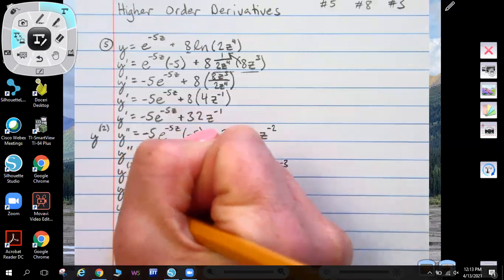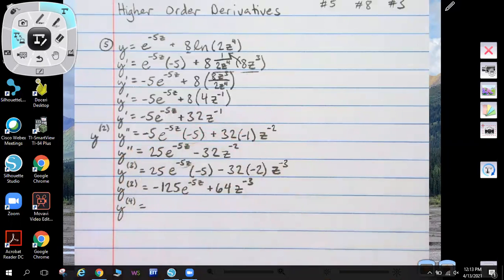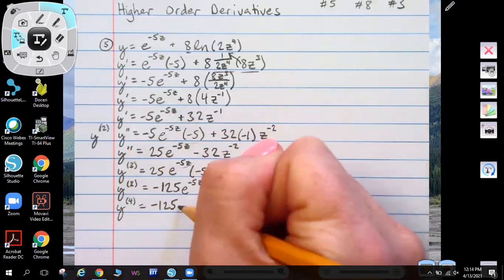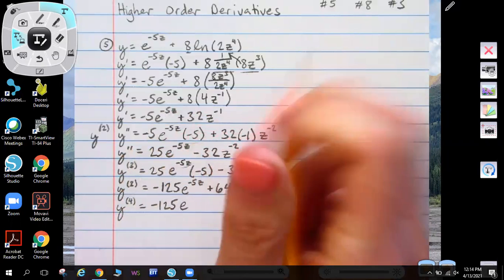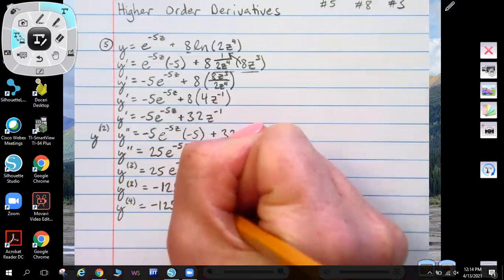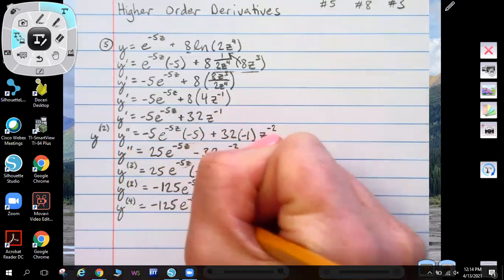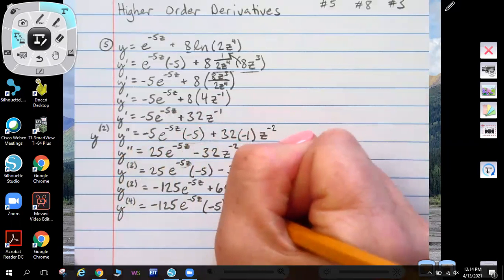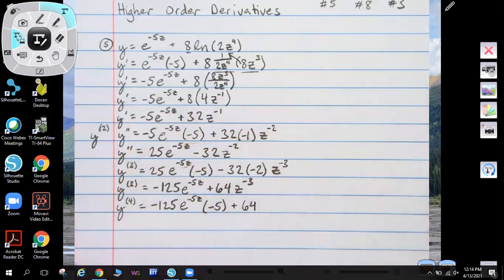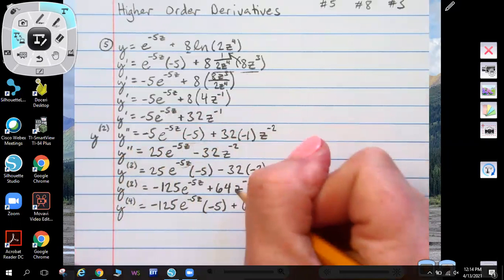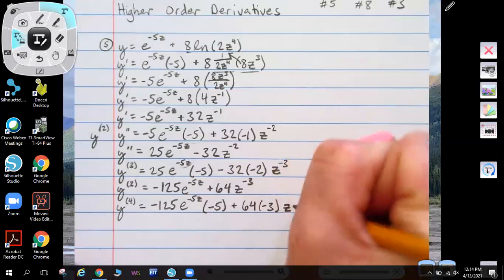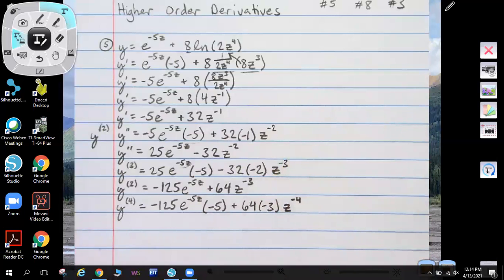The fourth derivative. The derivative of e to the negative 5z is still just e to the negative 5z times the derivative of negative 5z, which is negative 5. We keep the 64, we take the derivative of z to the negative 3rd, the negative 3 comes down, our new exponent is negative 4.